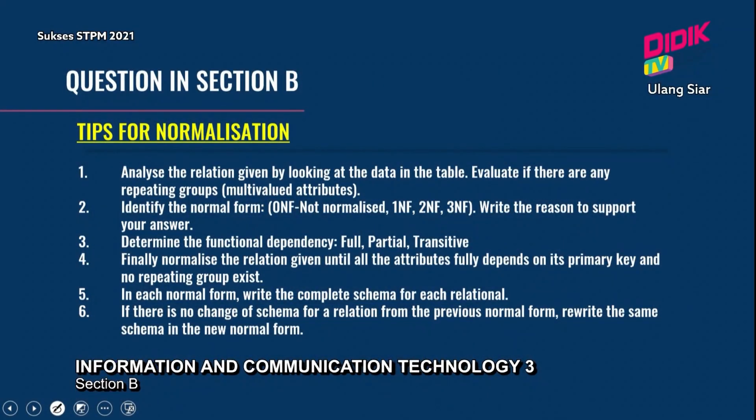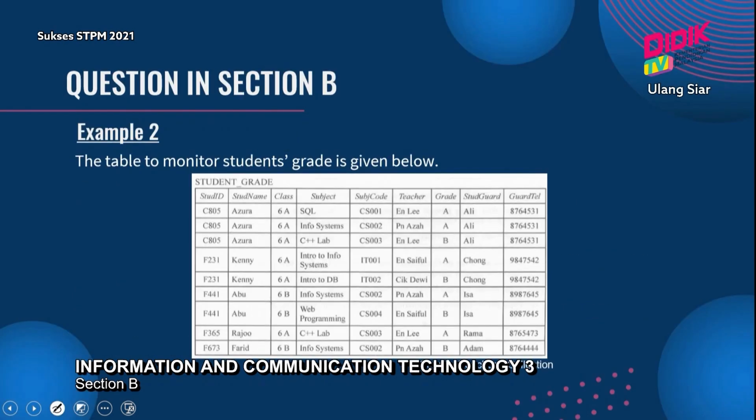Normalize the relation given until all the attributes fully depend on the primary key and no repeating group exists. In each normal form, write the complete schema. This is important because students might miss this. They don't write the schema. So this is very important. In each normal form, write the complete schema. And then if there is no change of schema for a relation from the previous normal form, rewrite the same schema in the new normal form. This is very important. Number 5 and number 6 are important. Okay, let's look at this example.